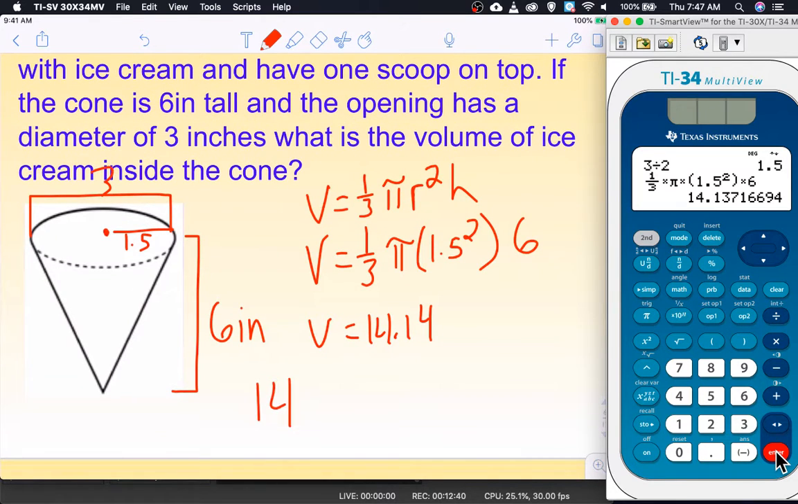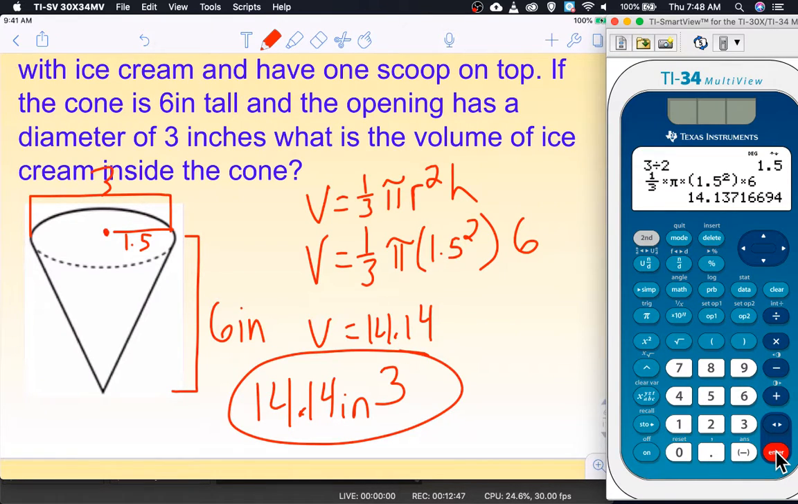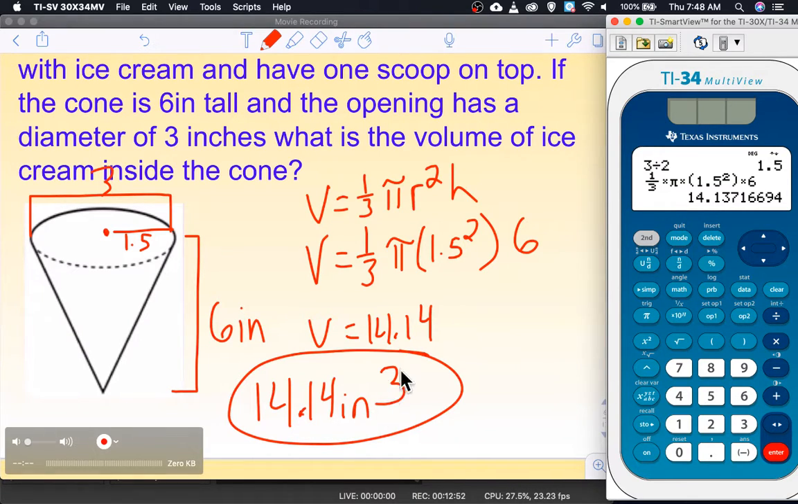So 14.14 inches cubed. Volume is a cubic measurement. The unit is always inches cubed. Just like when you're finding area, it's inches squared. If you're finding perimeter, it would be just inches. Well, volume is always in inches cubed because we're talking about a 3-dimensional object, so it's being measured in 3 dimensions. So that's how much ice cream would be inside this cone, 14.14 inches cubed.